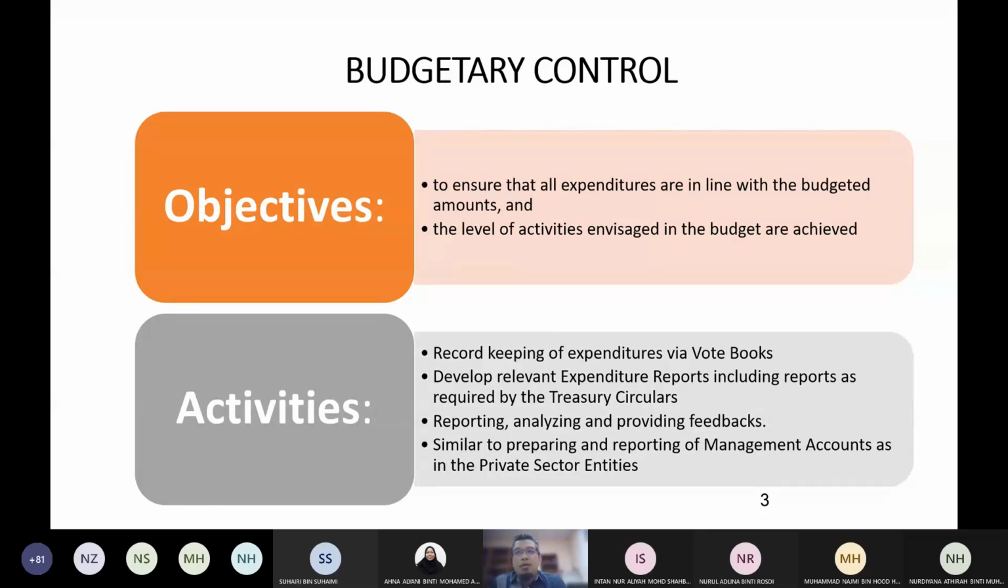The only thing is, sometimes small or medium-sized companies may not be able to afford a separate system. They just use the GL for their management accounts. But it is quite useful for monitoring purposes. Of course, it will not meet the requirements for variance analysis and others that should generally be available for management accounting purposes. Right. Develop relevant expenditure reports, including reports as required by the Treasury circulars.